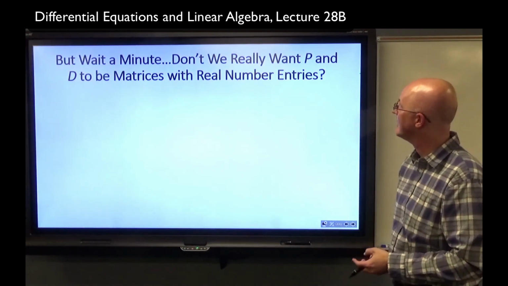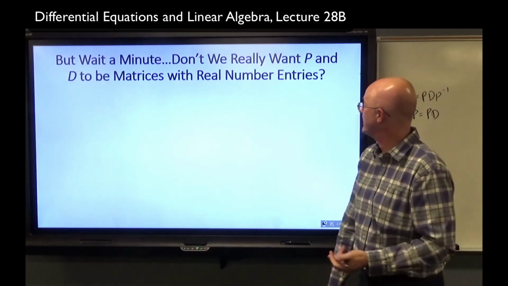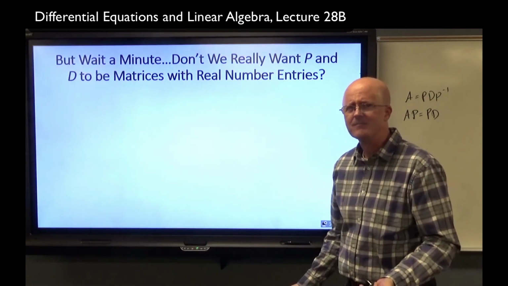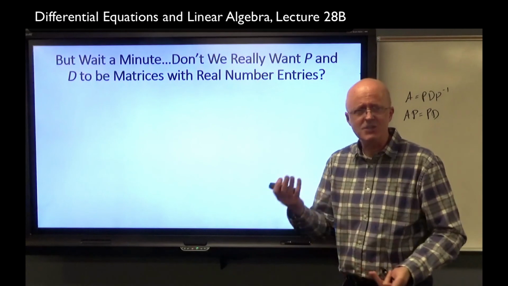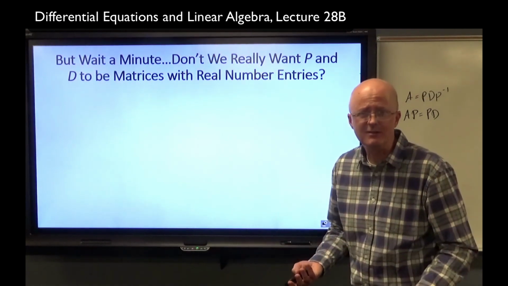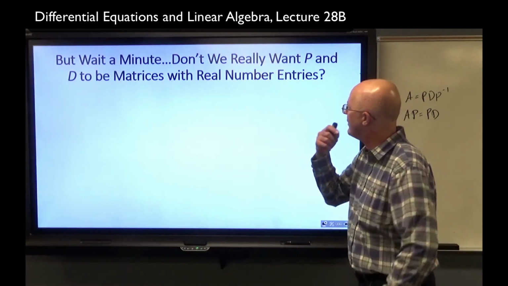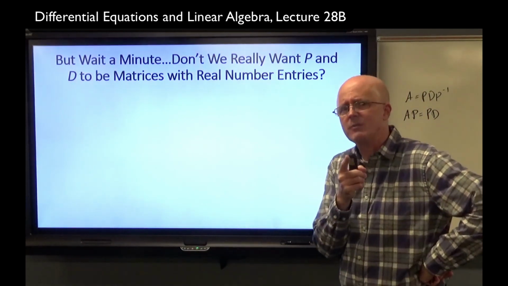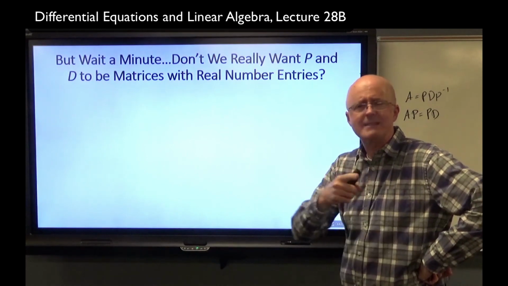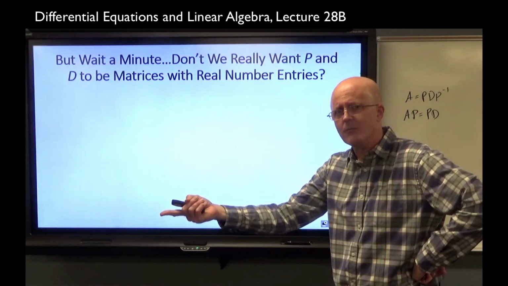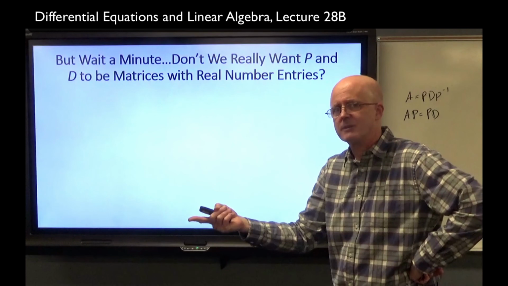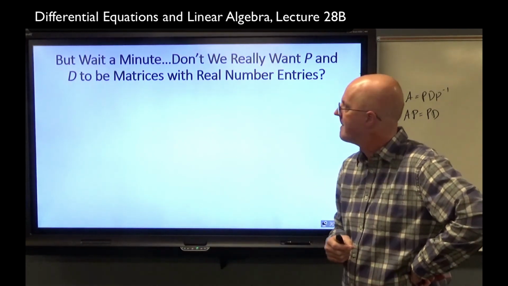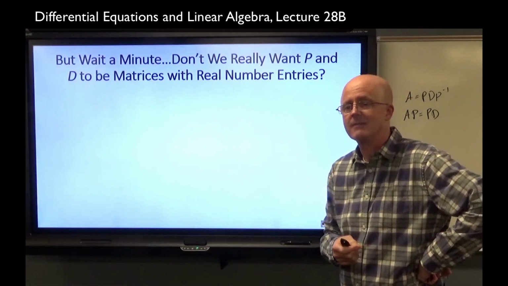Don't we really want P and D to be matrices with real number entries? Don't we really want that? P at least, so that the change of variables, the change of coordinates is real? I mean, maybe we can't avoid D having complex numbers, or maybe we shouldn't shoot for a diagonal matrix. That's similar to what we did with Jordan canonical form. We didn't shoot for a diagonal matrix there, we shot for an upper triangular matrix with a 1 in the upper right spot. Similar kind of thing here with complex eigenvalues.